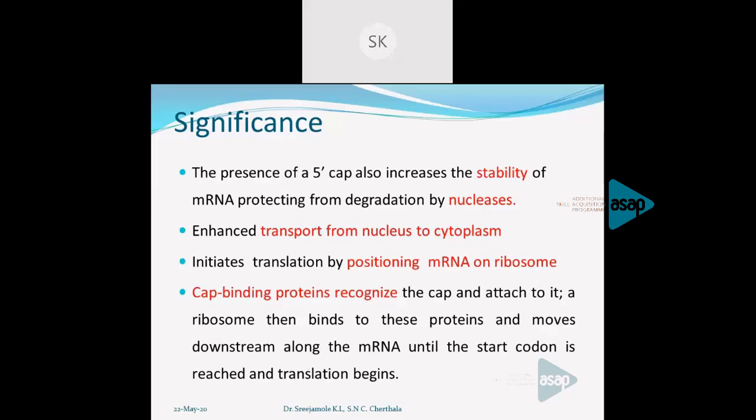It also initiates the translation by positioning the mRNA to the ribosome. And also in translation, there are some proteins named as cap binding proteins. These cap binding proteins recognize the 5' cap, attach to it, and initiate the translation process. So this is how this 5' cap augments the process of translation, and this is how it increases the efficiency of translation. So that is all about 5' capping.